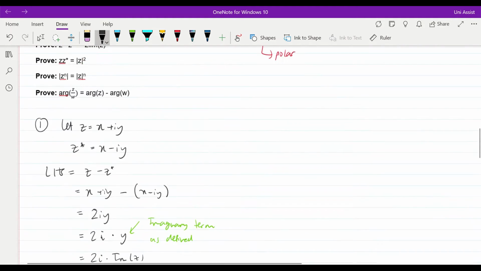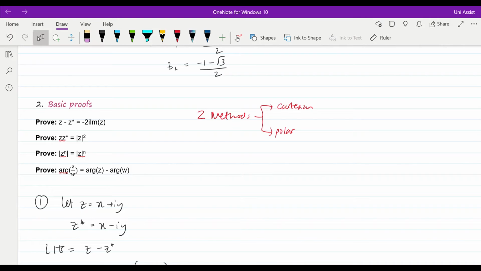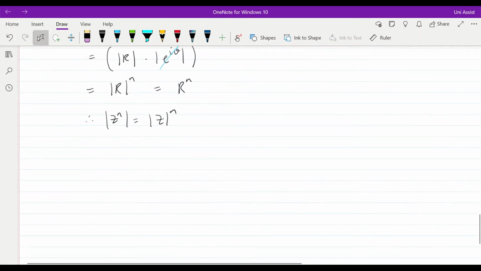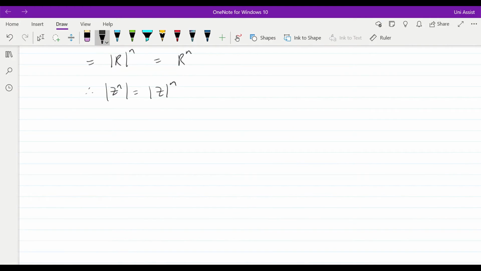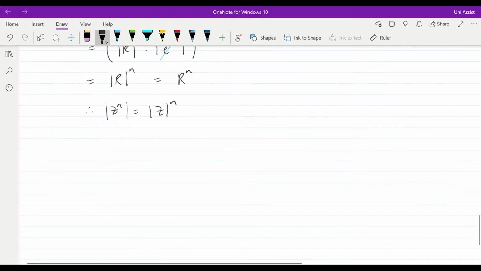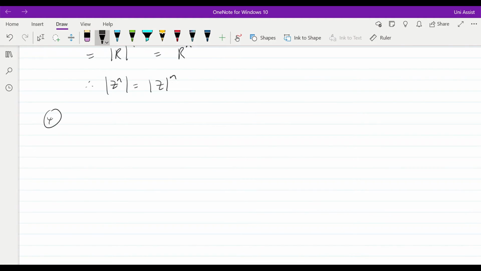And the last proof that we want to do is now looking at arguments. We want to prove, it's number 4, that arg of z over omega equals arg of z minus arg of omega.